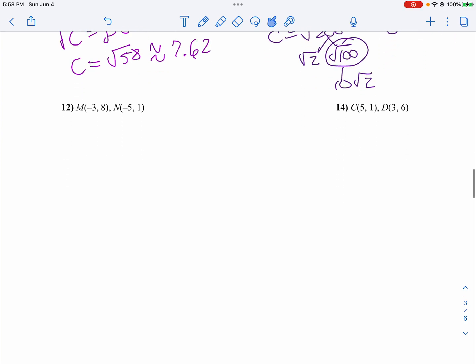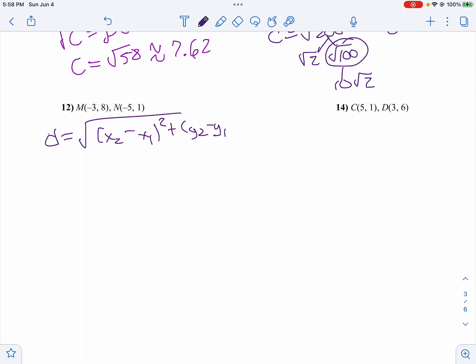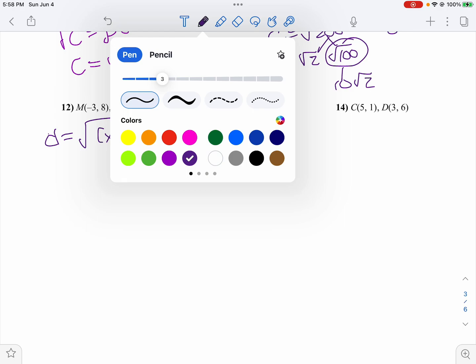Now on question 12 and 14, notice we don't have a grid anymore. Since we don't have a grid, let's use our distance formula. When finding the distance, subtract the x's. Kind of ruined the song there. Do the same for the y's. Now square both these numbers and take the square root, and then we're done.